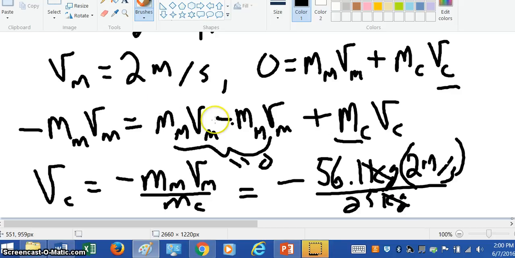All right, so when we put the numbers in, I get a negative 4.5 meters per second. Sorry, I was running out of room there. Negative 4.5, that's a 5 meters per second. So when you round it, it's about negative 4.5. All right, so there's an example with conservation of momentum.